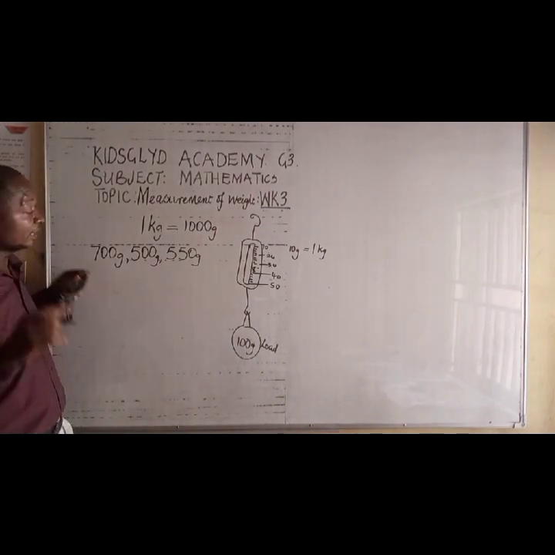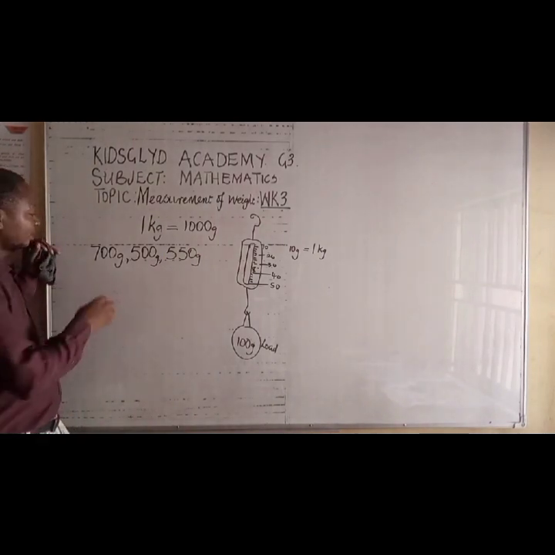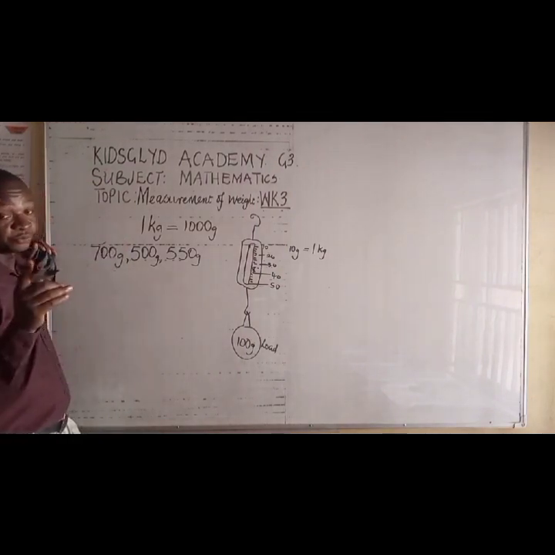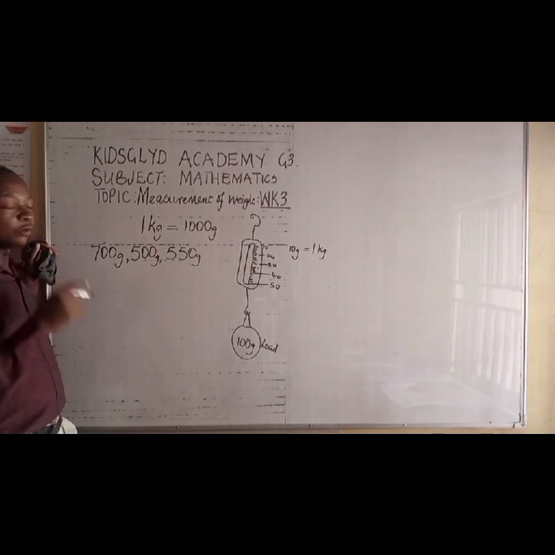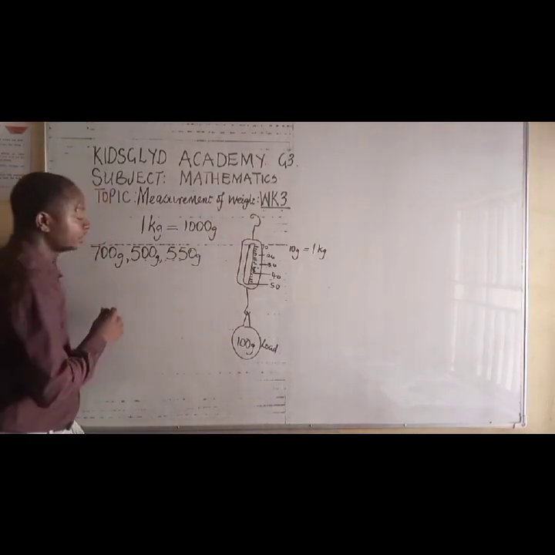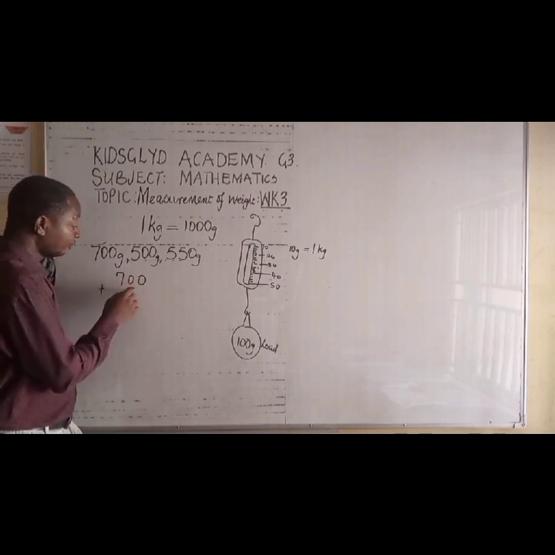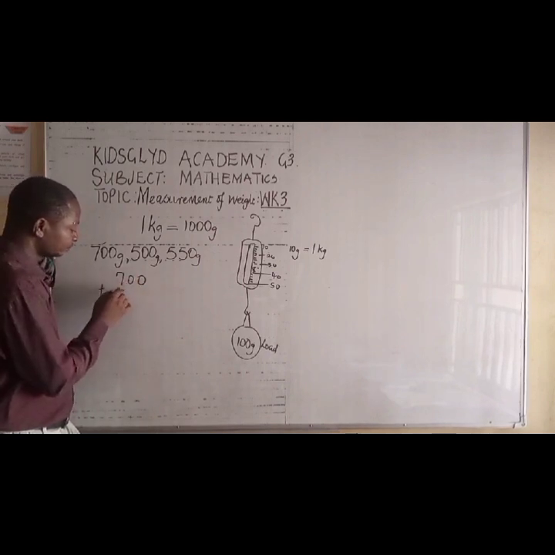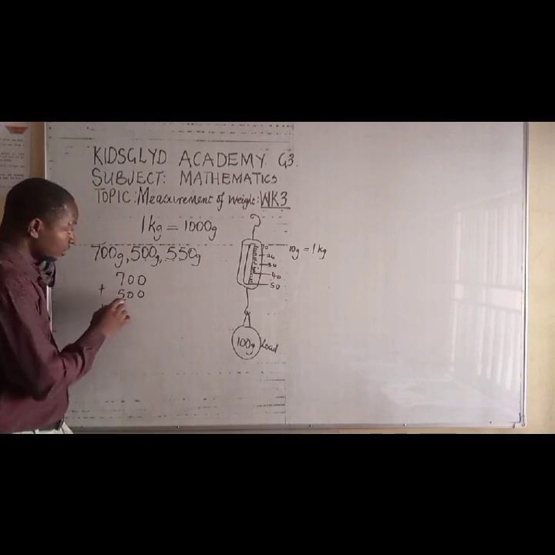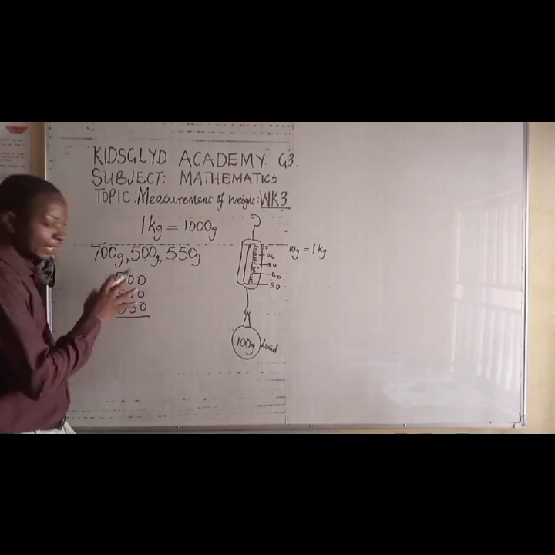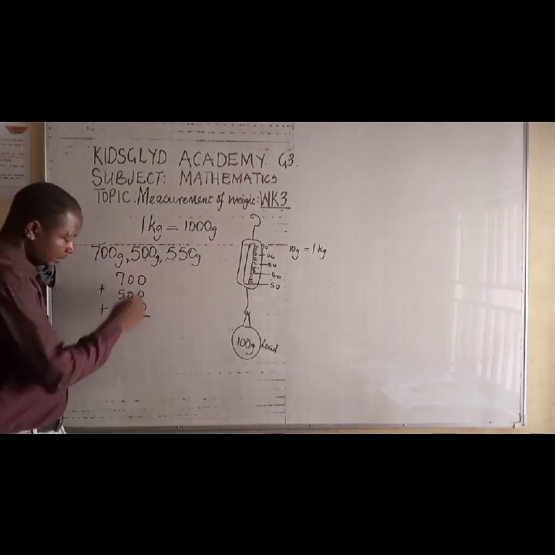We can make it 5, but let's start with who weighs higher? Mr. Michael weighs higher because mine is 700 grams. Now, what is the total weight for the three? You say, okay, 700 plus 500 plus 550 grams, all in grams. Let's add it and know the total weight.